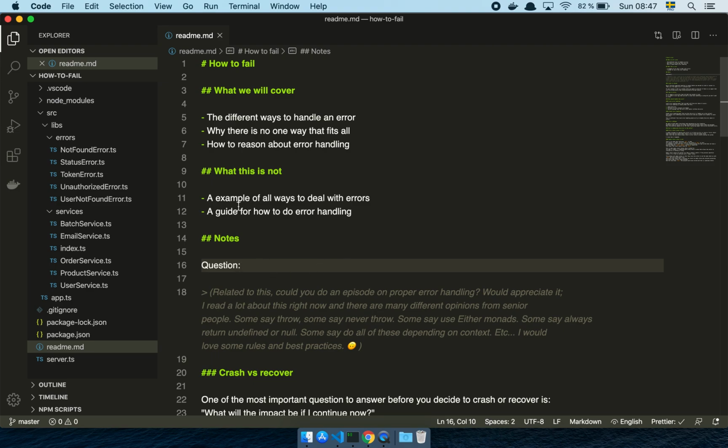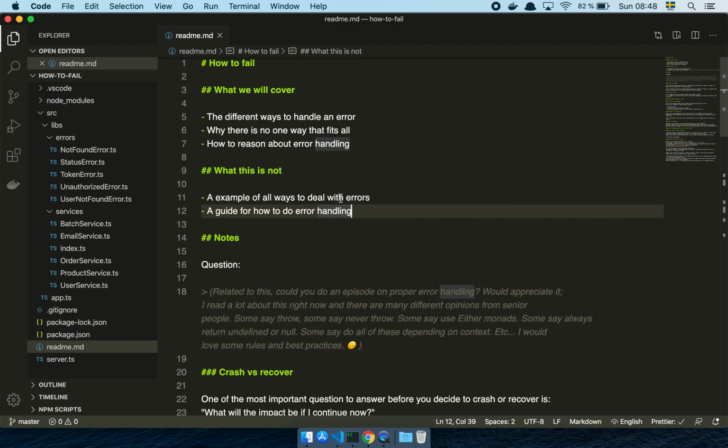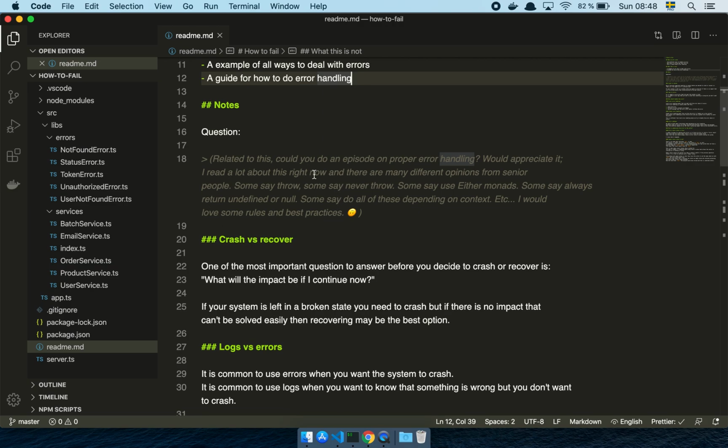So it's not a guide, as I was stating here. This is not a guide for how to do error handling. It's just a showcase of some common strategies and some considerations to have with you when you are making these decisions about errors. So the root question here was basically this.